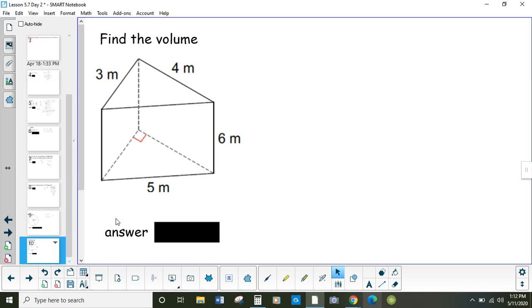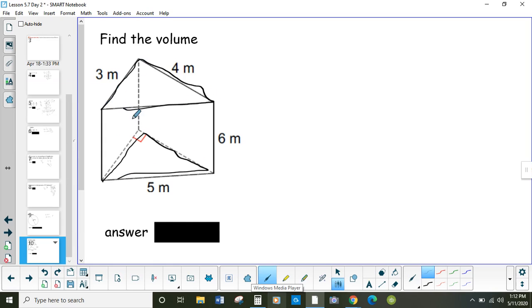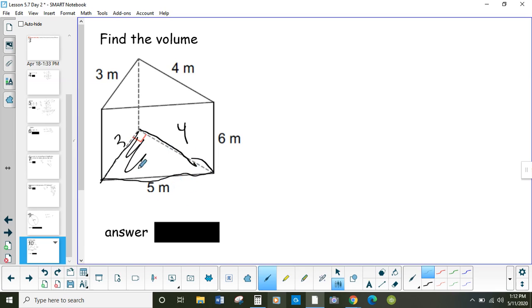So this is a triangular prism, meaning that the two bases, the two parallel congruent sides, are triangles. So in order to find the volume of any prism, we find the area of the base times the height. So the only tricky part about this is they give us a 3 here, they give us a 4 here, and they give us a 5. We're only going to use 2 of those to get the area of the triangle. So you have to know which 2 to use.